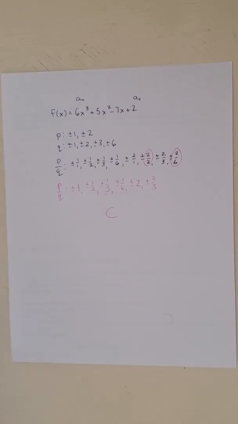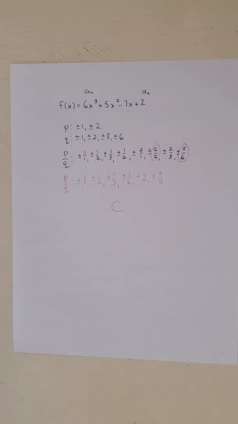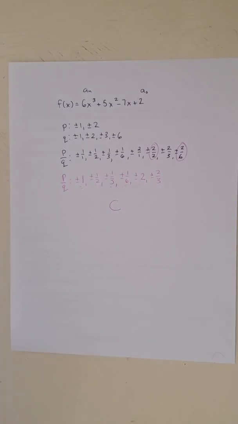All right. We're skipping number 22. That was the binomial expansion. We did not do that in regular math 3.